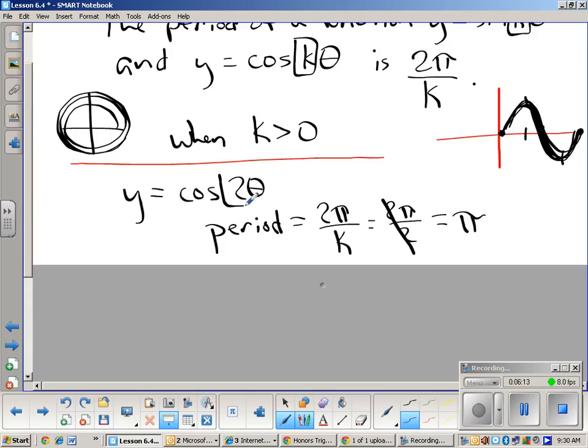The number in front of the theta is 2, so that's k. So the period is 2 pi over k, which is 2 pi over 2, which is pi. And so if I was graphing this, remember how I told you my graphs all look the same? I changed my scale to match my graph. If I was graphing this, actually this is cosine.